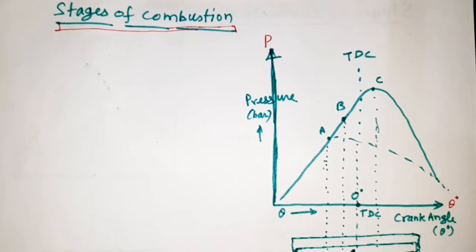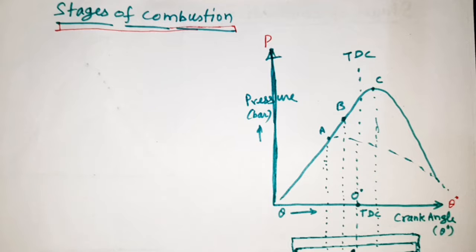Hello everyone. Today we will discuss the stages of combustion. In the IC engine, combustion of fuel has basically two stages. First is the flame development and second is flame propagation. So first the flame is developed and then it will propagate towards the unburnt fuel.